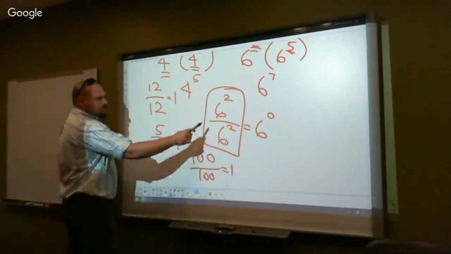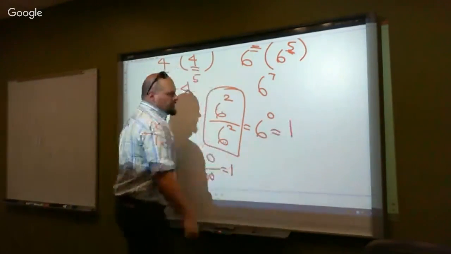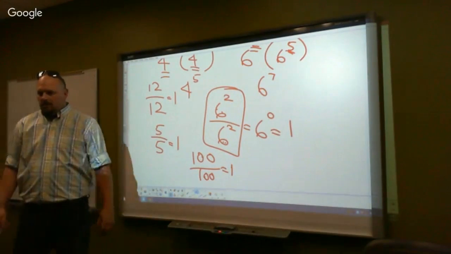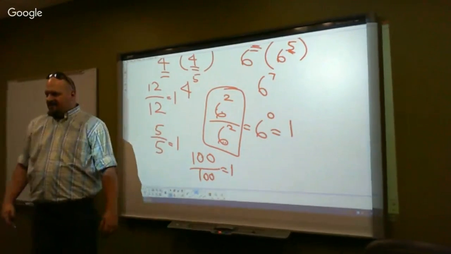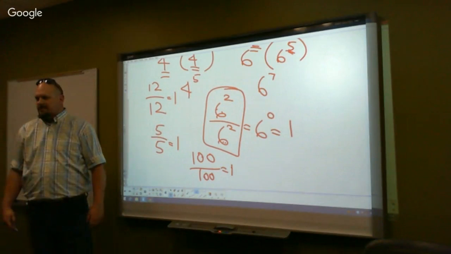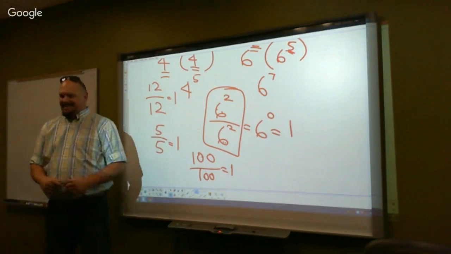Isn't the numerator the same as the denominator here? Therefore, doesn't 6 to the 0 equal 1? So any number to the 0 power equals 1? Everybody understand the rule now? So it's like anything to the 0 power will equal 1 because the exponents cancel each other out, and the numerator and the denominator are equal. Exactly. Perfect.